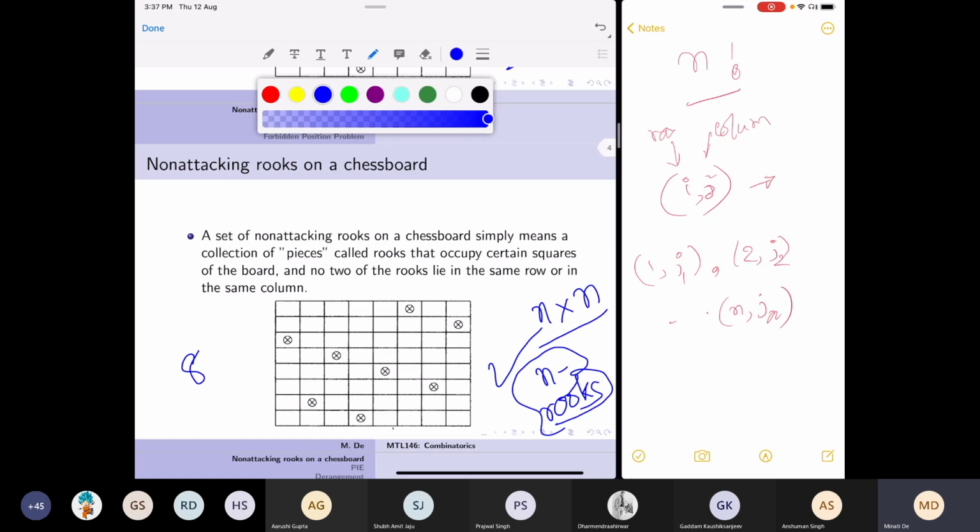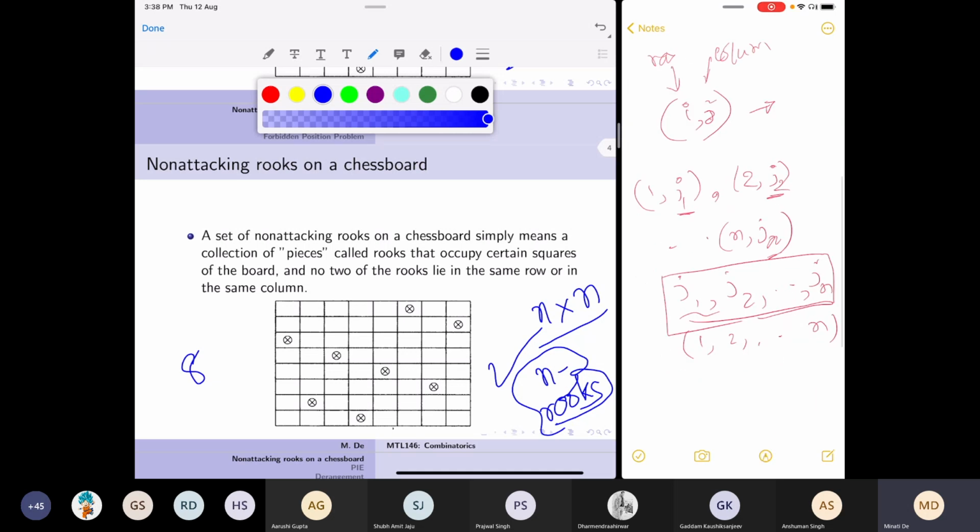The only way to do it is something like this. You need to make sure that j1, j2, all these up to jn are different. In other words, j1, j2, ..., jn should be a permutation of the numbers 1 to n. And how many permutations are possible? That is nothing but n factorial. So that's how you calculate that we can have n factorial many arrangements which are non-attacking positions.